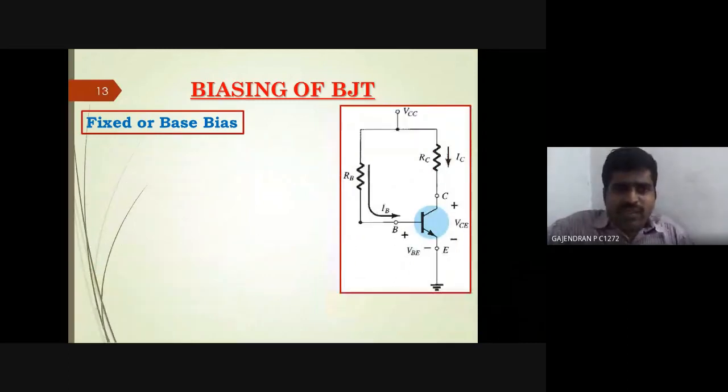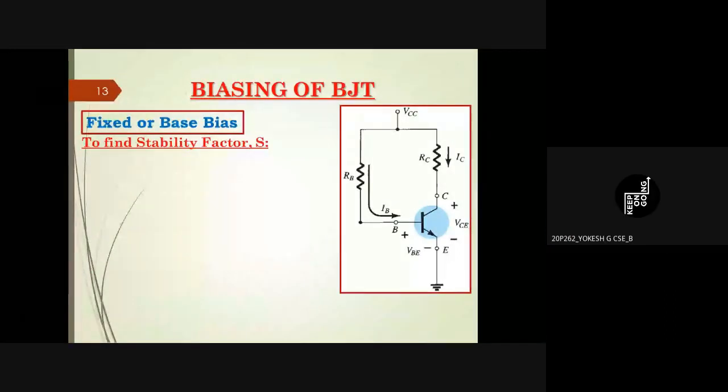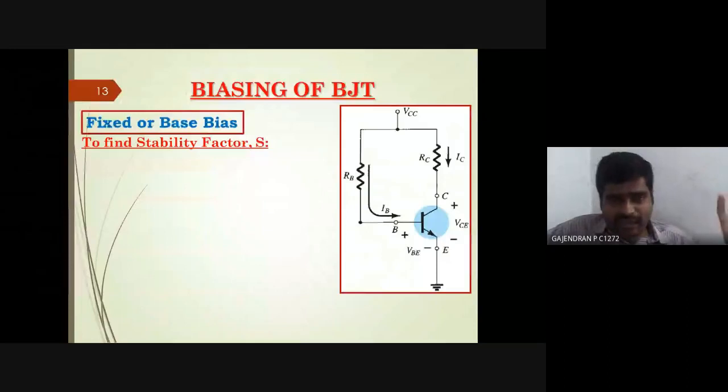fixed bias, we are going to see the stability factor. Can anyone recollect and tell me the formula for the stability factor? S is equal to what? 1 plus beta something divided by. Can anyone tell me the formula, please? Okay, you have the formula. Yes, very good. Now we will see the stability factor for this fixed bias.